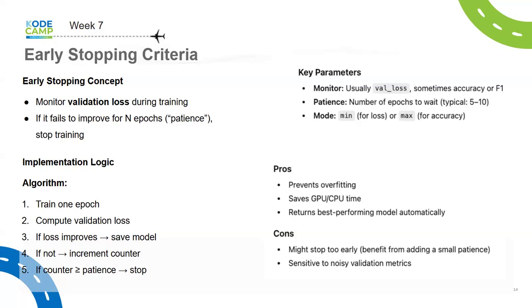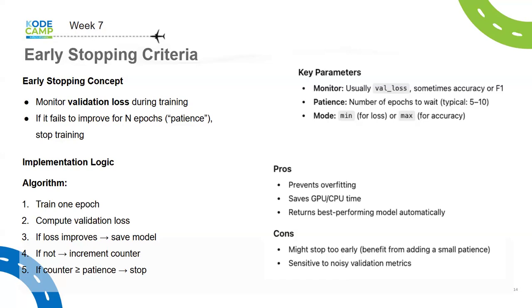So the advantages of using early stopping: it prevents overfitting, like we have seen. It saves GPU and CPU time. So it saves compute. You're not spending a lot of your compute and your time trying to train a model that's not going to get any better, right? And it also gives the best performing model automatically.